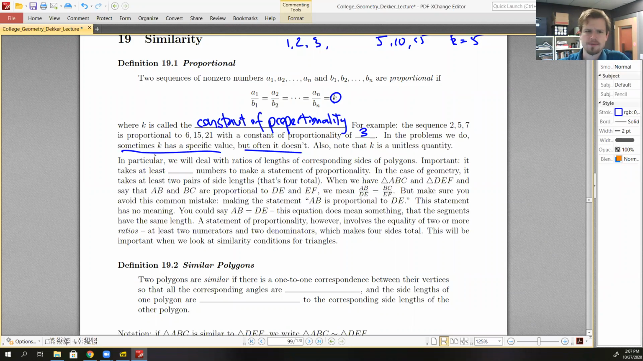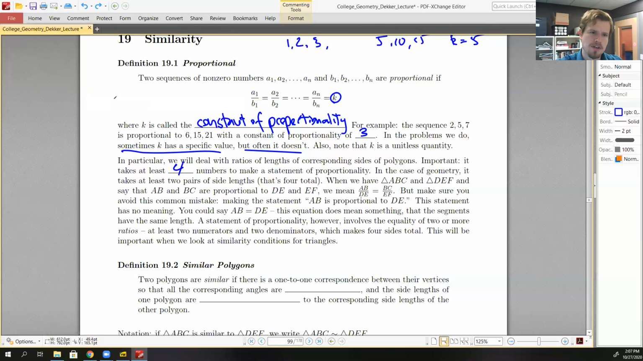So, it's important to recognize that it takes at least 4 numbers to make a statement of proportionality. Why does it take 4 numbers? Well, because our sequences really should contain at least 2 numbers in each. If I were to not consider any extra numbers, just A1 and B1, if I only had 1 number, then A1 divided by B1 is always going to be equal to something, unless B1 is 0, of course, then it's undefined. But in order for us to actually say there's a pattern here, we need to have a pattern. You can't have a pattern from a single observation.